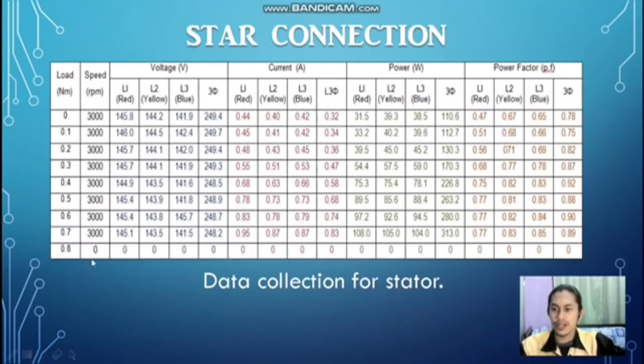Based on this table, it shows the data collection for the stator. There are several parameters that we observe in this activity, which are speed, voltage, current, power, and power factor. The load will act as a manipulated variable that influences the value of all the parameters.